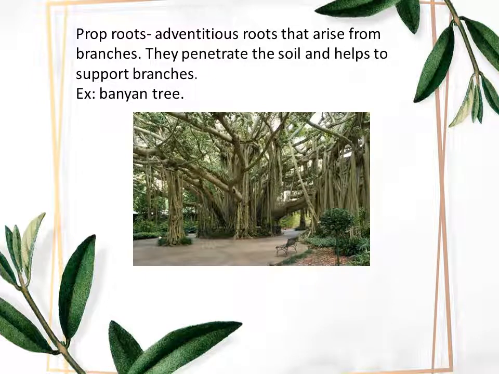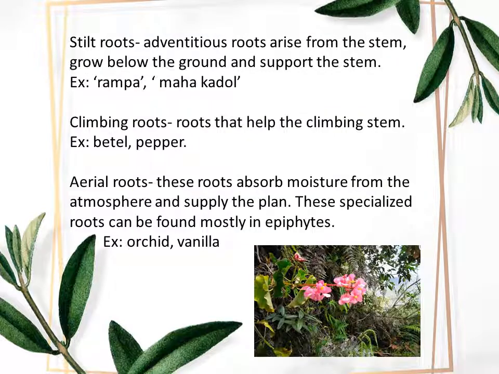Prop roots, adventitious roots that arise from branches. They penetrate the soil and help to support branches. Example, banyan tree. Stilt roots. Adventitious roots arise from the stem, grow below the ground and support the stem. Example, rampe and mahakadol. Climbing roots. Roots that help to climb the stems. Example, betel and pepper.